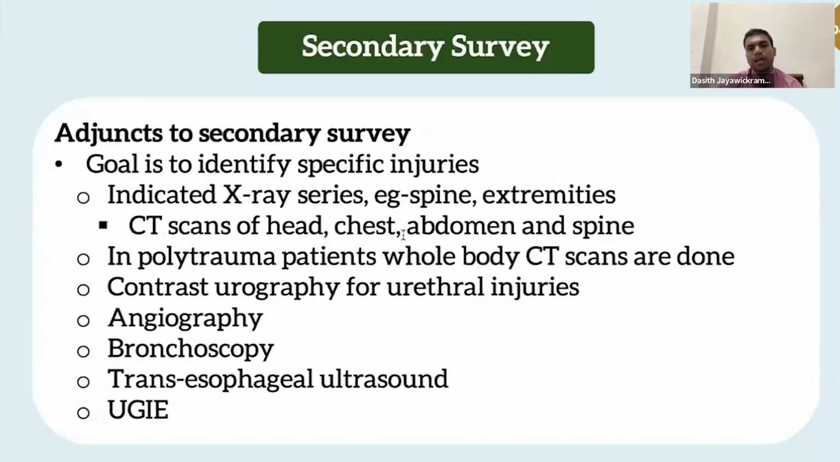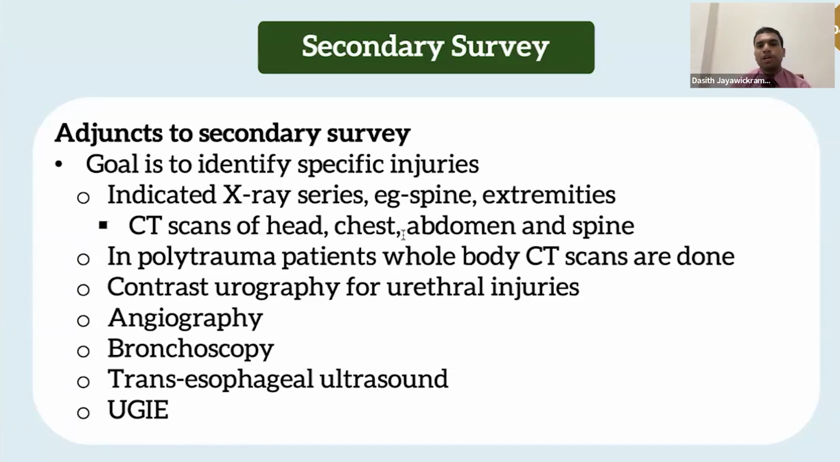Okay. So, like there were adjuncts to the primary survey, there are adjuncts to the secondary survey also. In the secondary survey, our goal is to identify any kind of injury. So there are limitless options as adjuncts. Basically, any type of blood investigation, any type of imaging comes as an adjunct to the secondary survey, because we can do anything. Okay.